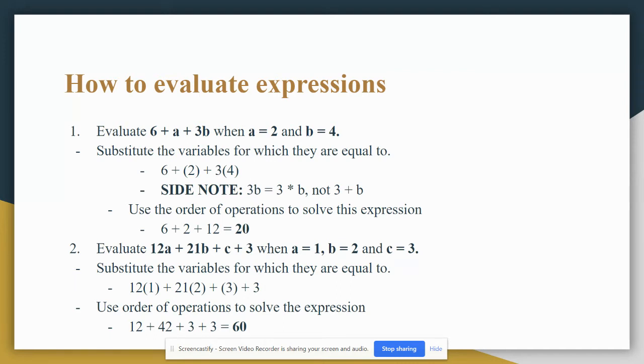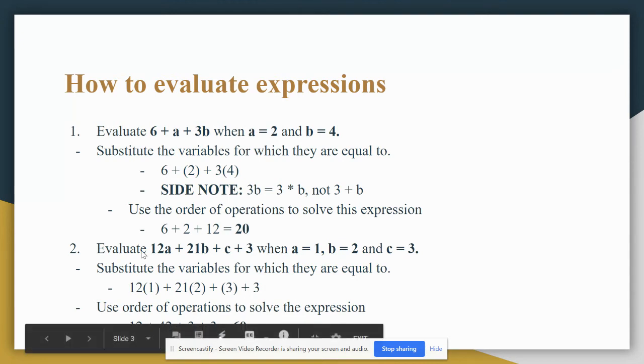Evaluate 12a plus 21b plus c plus 3 when a is equal to 1, b is equal to 2, and c is equal to 3. Substitute the variables for which they are equal to, just like we did in the last problem. Now let's use the order of operations to solve this expression. 12 plus 42 plus 3 plus 3 equals 60. Done!